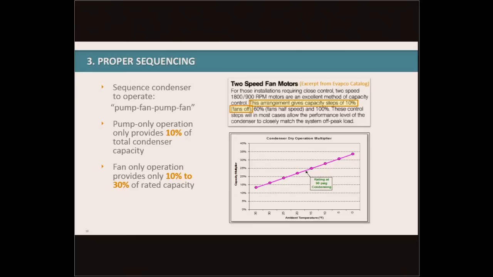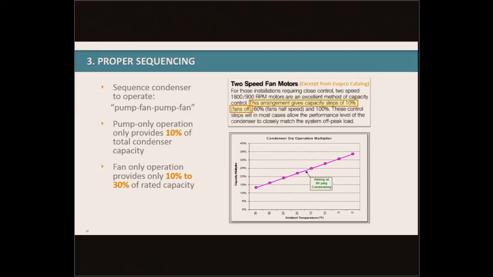Fans are the same way. If we're using fans only and not the pumps, you can see the chart below it is the capacity of the condensers right around 10% to 30%, depending on what the ambient dry bulb temperature is. So as the dry bulb temperature goes down to, say, that 0 degree mark, then we're going to be up around 30-35% capacity. As it increases maybe to 35 degrees, then you're only getting about 10 to 15% capacity. So the point is that if you operate just one system or the other, you're not getting nearly the full capacity. But if you bring them on together, then you're getting the full capacity of the condenser.